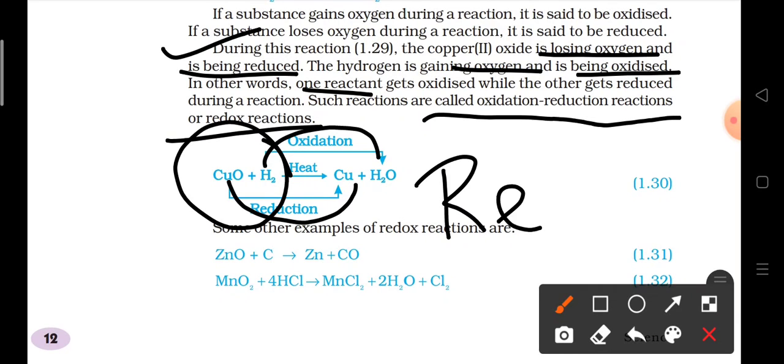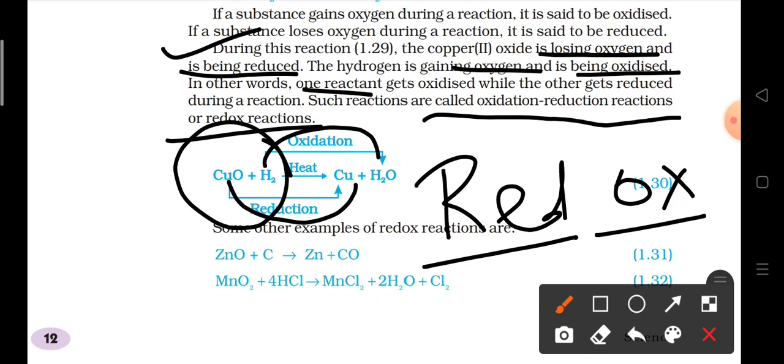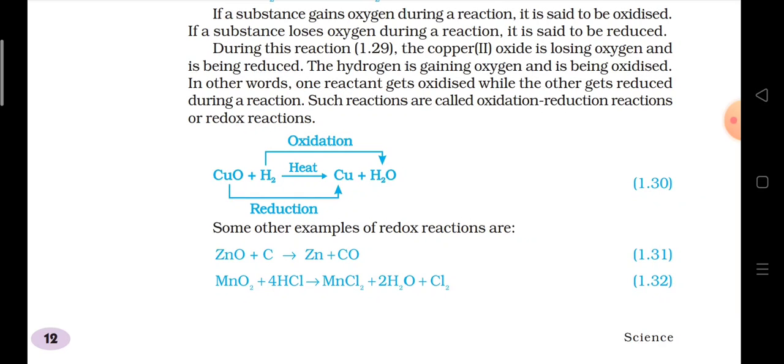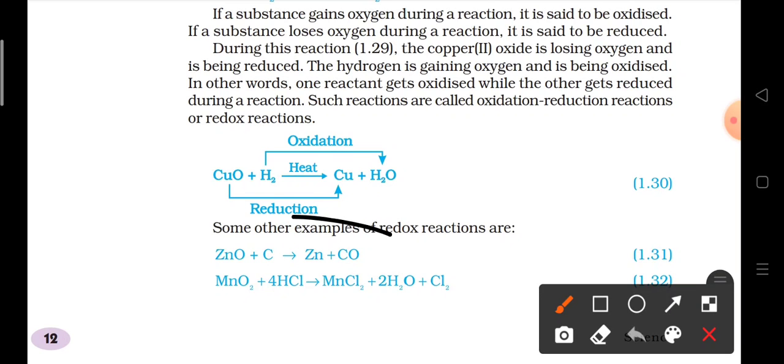The word redox is basically from reduction, and ox is from oxidation. So redox is reduction plus oxidation. Okay. Any such reaction is a redox reaction. Clear? So let us check in this.